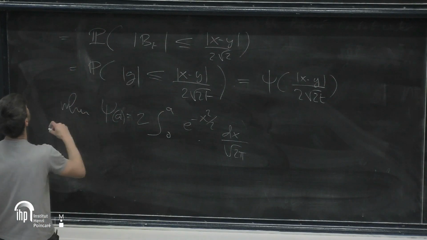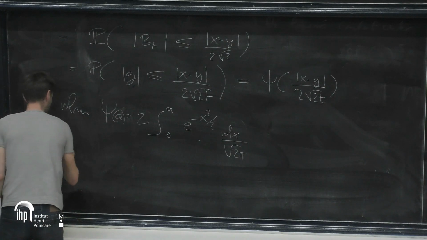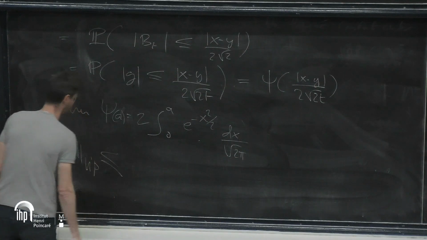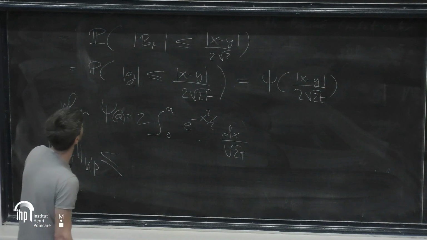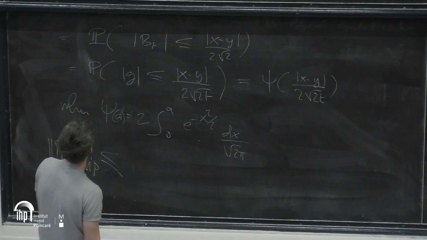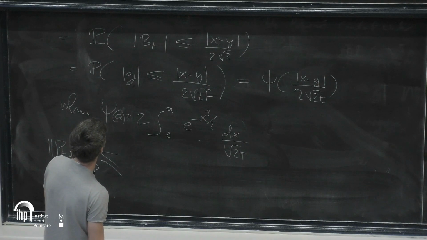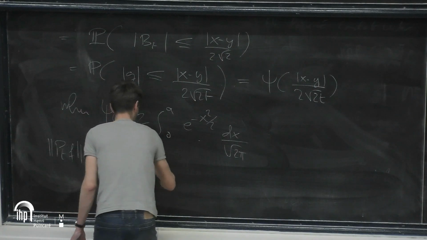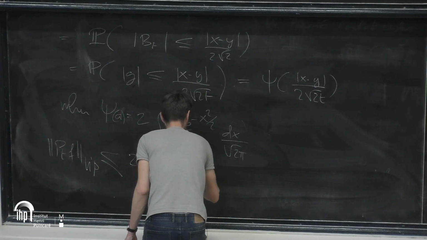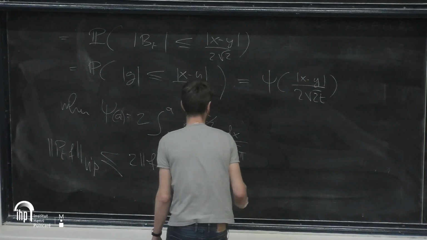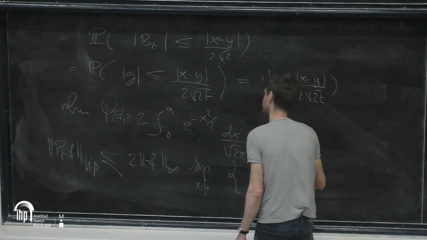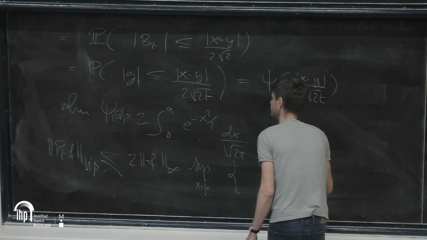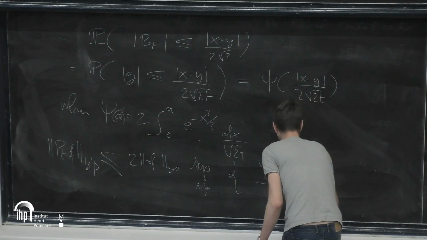So if I start from the very beginning, I get that the Lipschitz constant of P_t f is smaller than the supremum over x and y of phi of (x minus y) divided by 2 square root 2t, over x minus y.